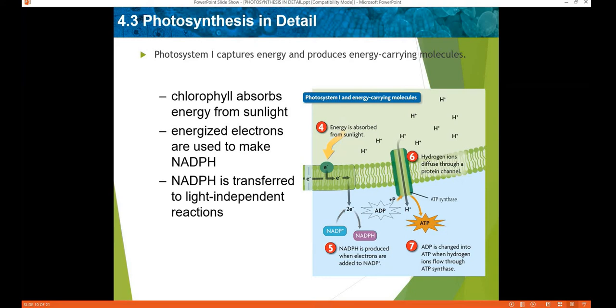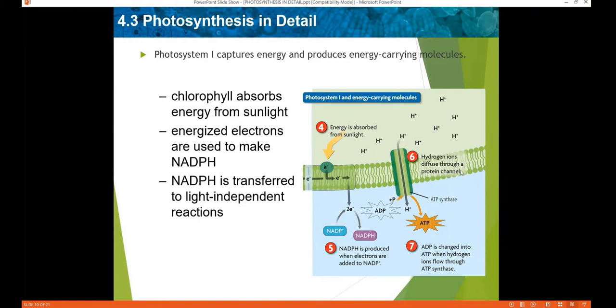Now what happens in step 7? ATP is produced. The protein channel in step 6 is part of a complex enzyme called ATP synthase. As the ions flow through the channel, ATP synthase makes ATP by adding phosphate groups to ADP. So during this process, the extra phosphate groups are added to the ADP and it is converted to ATP. ADP changes to ATP when hydrogen ions flow through the ATP synthase by diffusion through this protein channel.